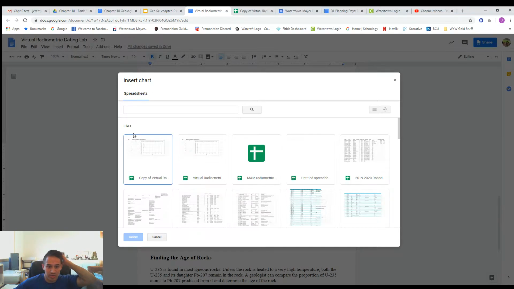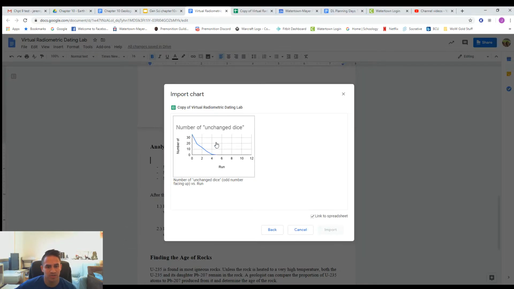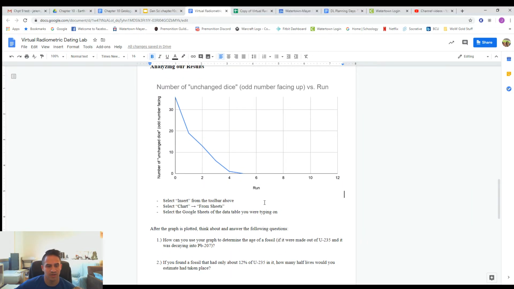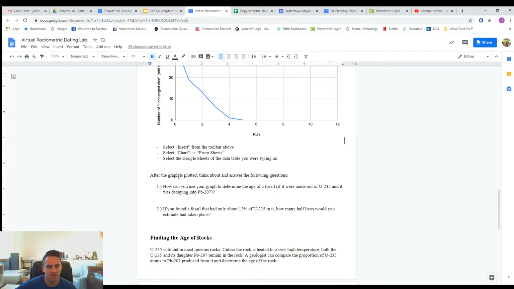Select the Google Sheets of the data table you were just typing on. We were typing on this virtual radiometric dating lab handout, so we're going to select that one. There's a chart right there, so let's click it and hit import, and there's our graph. That's the same graph that we just made on the other Google Sheets. Perfect. After the graph is plotted, think about and answer the following questions.